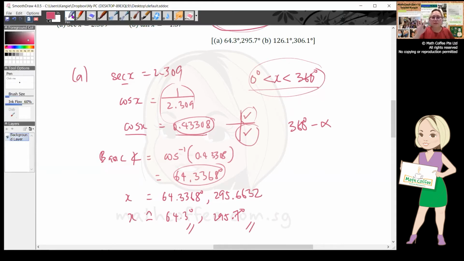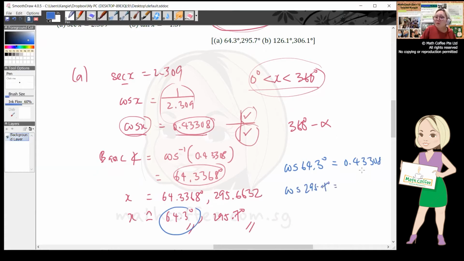So a student asked me, why got two answers? You see, I work backwards and show it to you. Cosine x is... today I key calculator for cosine 64.3 degree, okay, it will give me 0.43308. Then when I key calculator cosine 295.7 degree, it will also give me 0.43308. You understand? So you are like working backwards.